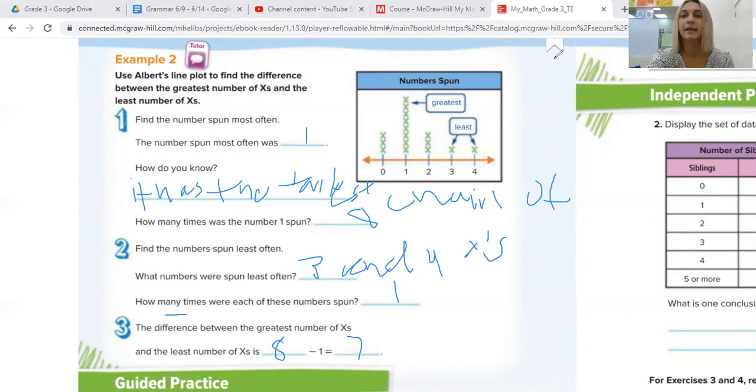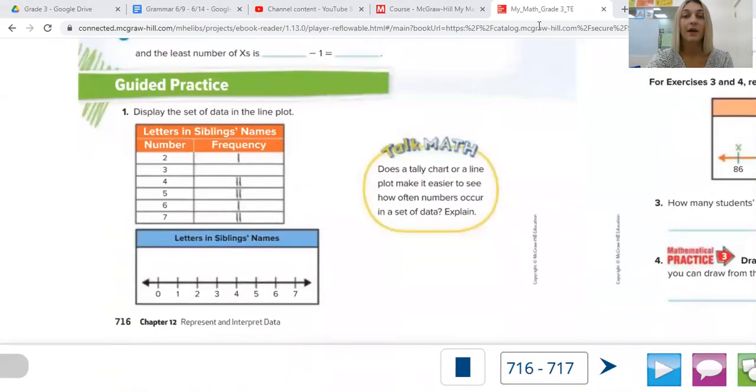Write all that in, then you can press play again. All right, so here's what you're going to do next. Display the set of data in the line plot. So we are finding the letters in siblings' names. Okay, so we have our number here in the frequency here.